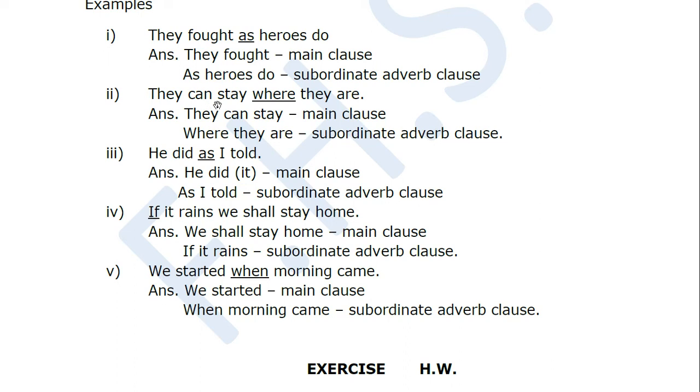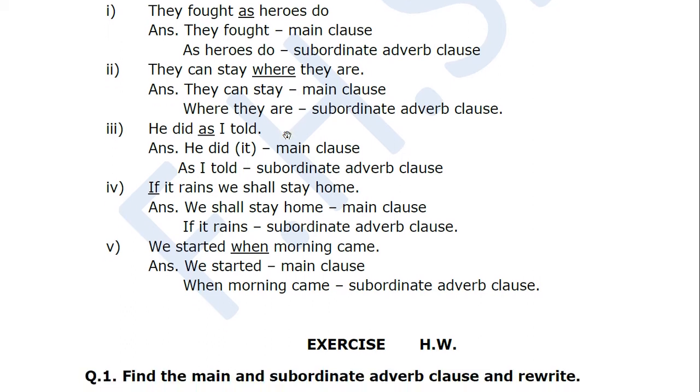Next one, where is your subordinator? They can stay where they are. So where is your subordinator? What is the main clause? They can stay. Is it complete? Yes. So what is your action over here? Can stay. Okay. They can stay. So where can they stay? It tells you the place where they can stay. Correct? So it's telling you more about this action. So they can stay main clause, where they are subordinate adverb clause.